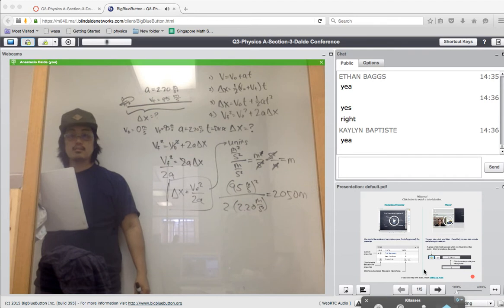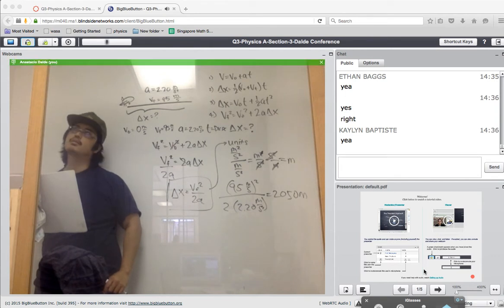So how long is a runway? 2 kilometers, 2.25 kilometers. No, wait, is that 2.25? No. 2.05 kilometers. Pretty long.